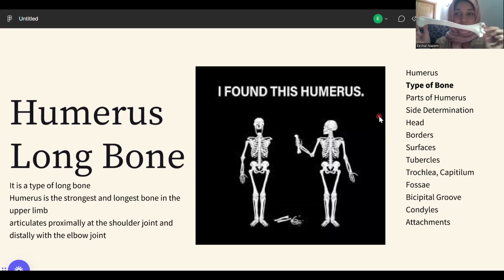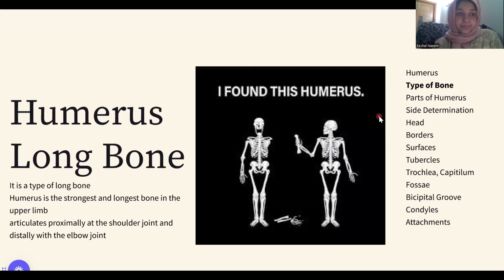So the humerus is the arm bone. It's a type of long bone. Since we say that it's a type of long bone, we know that it has a shaft and 2 expanded ends. Now it articulates proximally at the shoulder joint. We studied that the scapula has a glenoid cavity or the glenoid fossa, at the lateral angle of the scapula, and that glenoid fossa articulates with the head of the humerus in the glenoid cavity, right?